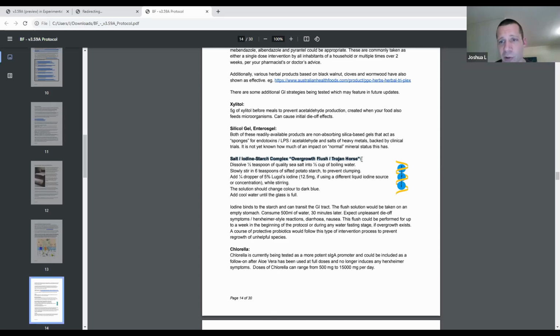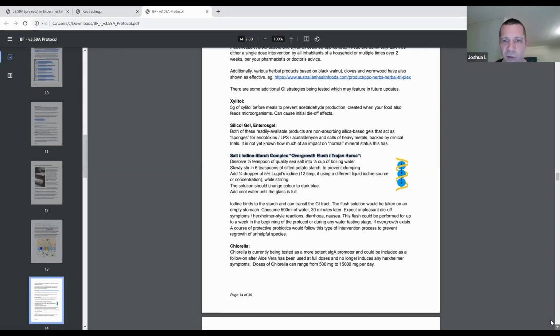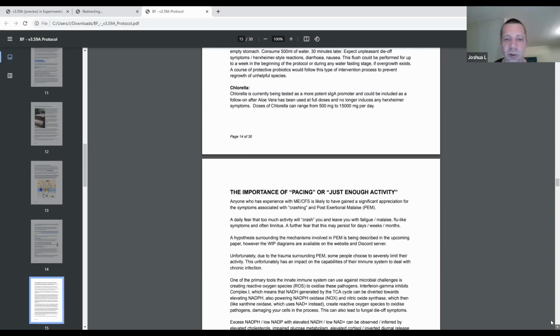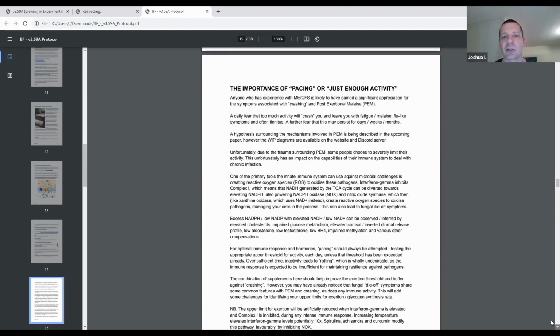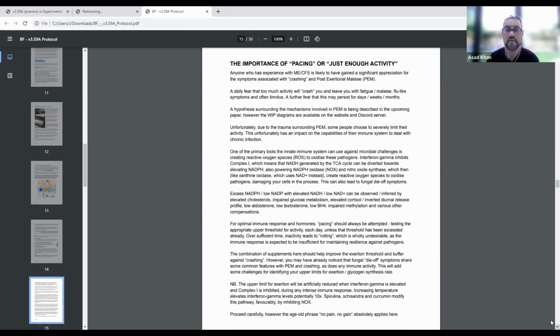Die-off is a huge issue, so that actually has to be managed. A lot of it's the acetaldehyde, but there are options. The protocol deals with that. Pacing is just as effective. This is another one of the big fears of anyone who's had CFS for a long time: if I do too much, I'm going to end up getting worse. I'm going to go backwards.